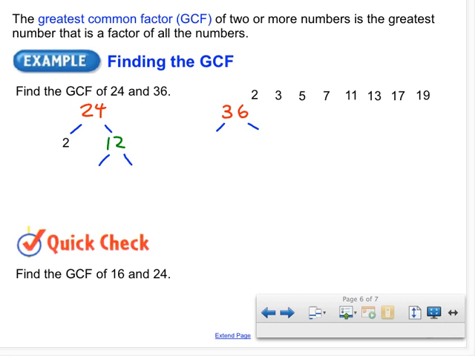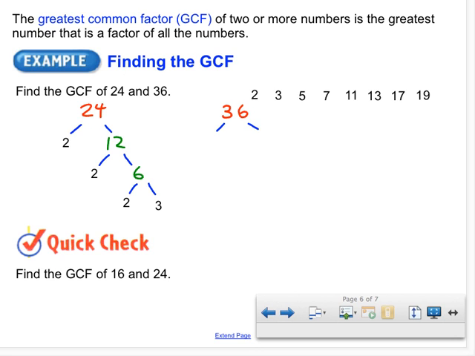12's not prime. So can 2 go into 12? Yep, so we're going to go ahead. And what's that going to be? 2 times what is 12? 6. Okay, let's continue. 6 is not prime, so does 2 go into 6? Yes. How many times? 3. Are we done? We are. And how do we know we're done? Prime numbers are on all the bottom branches. Are we good? Okay, so rows 4 through 6.